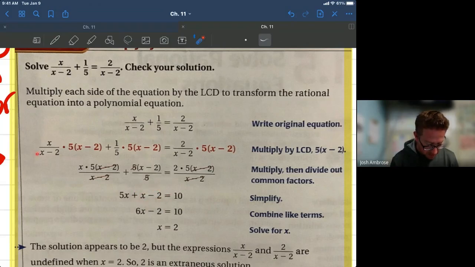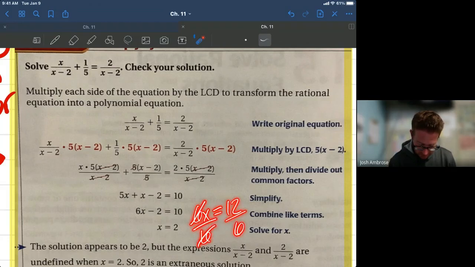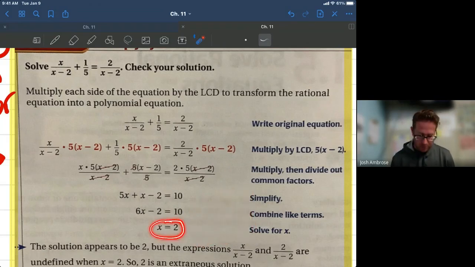And then there's another x minus 2 over here. X minus 2. 5 times x makes 5x. 5x plus x makes 6x. Then add 2, add 2. They don't show that step, but 6x equals 12. Divide both sides by 6. 12 over 6 really equals 2.